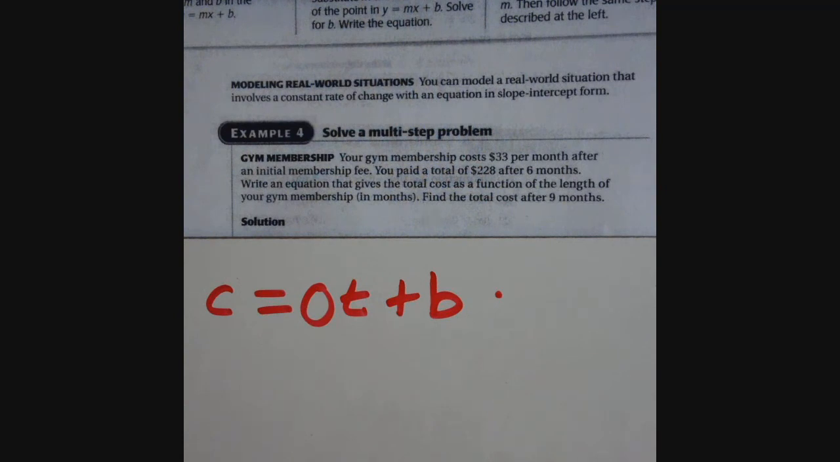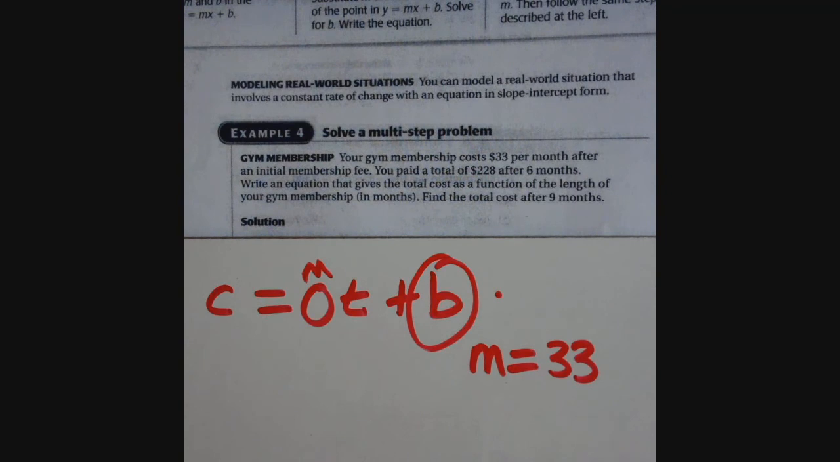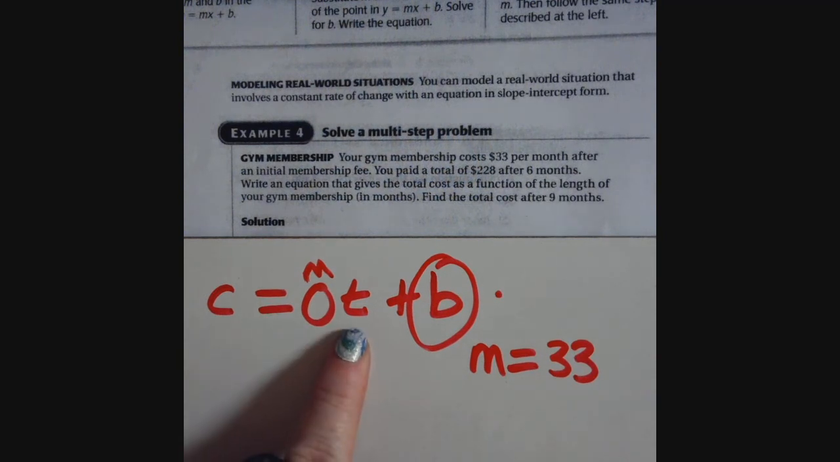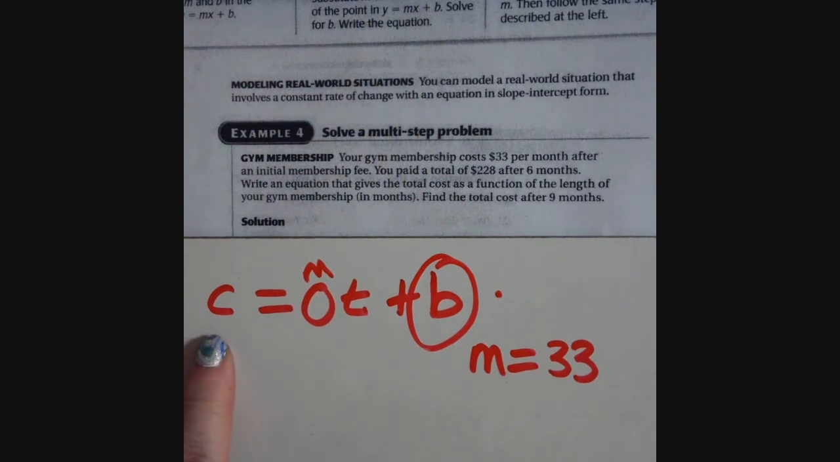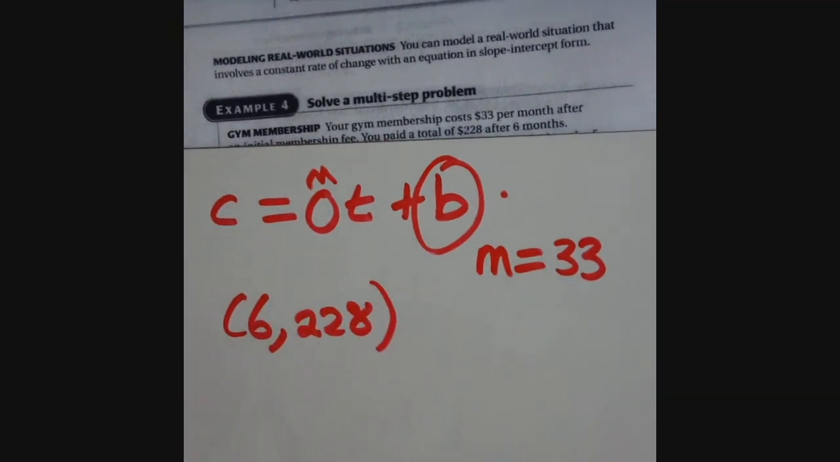So your gym membership costs $33 per month. So like I said, per month means that's the slope. So here is my slope, that's what I'm looking for. And I'm also looking for the B, okay? So my slope is $33, so I already know that. You paid a total of $228 after 6 months, okay? So T, time, is like my X and cost is my Y. So I have an ordered pair, 6 and 228, all right? That is my ordered pair right there.